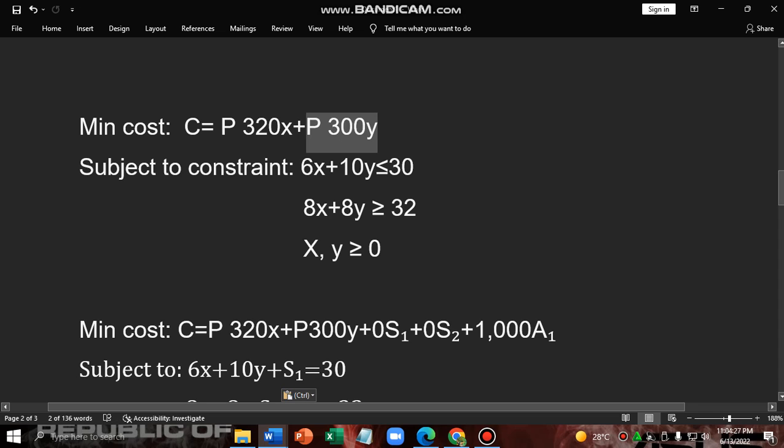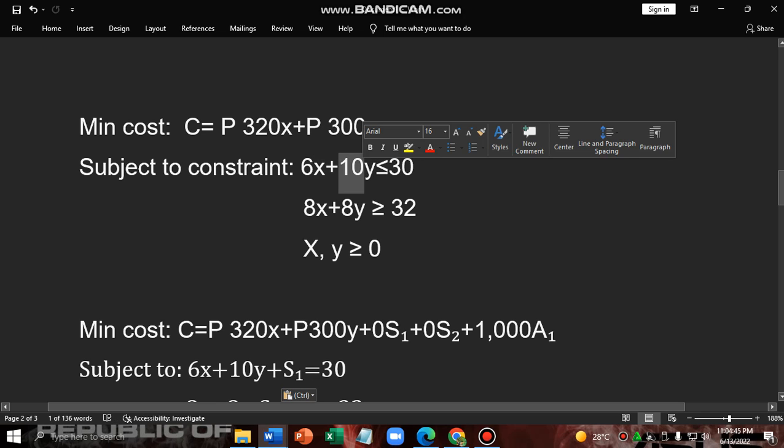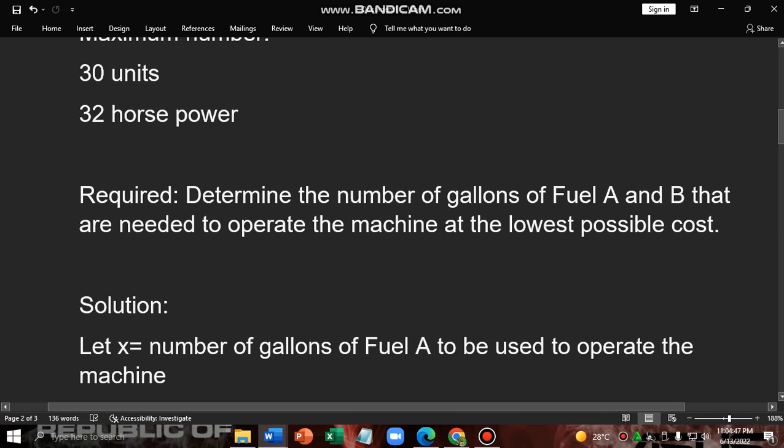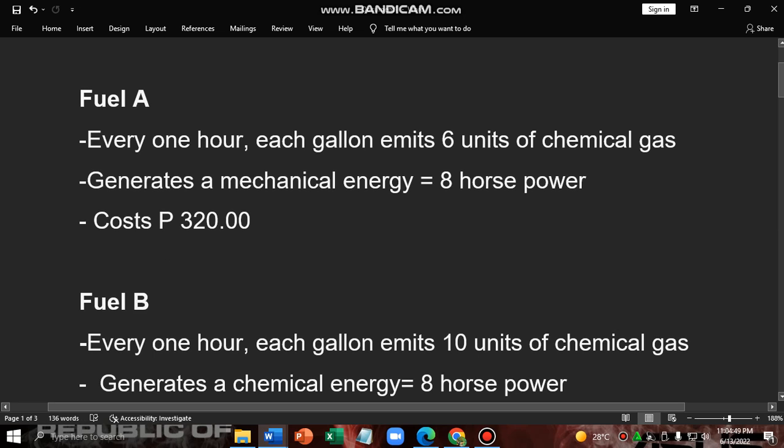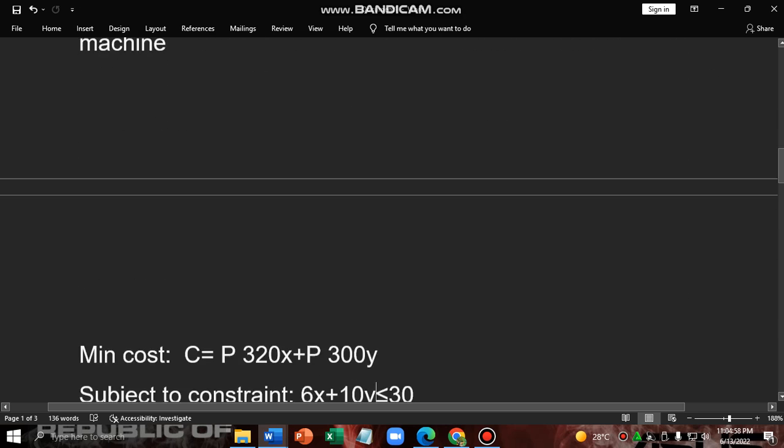Next is the subject to constraint. So 6X plus 10Y is less than or equal to 30. The 6 and 10 are units of fuel A and units of fuel B. What units? Based on the problem, units of chemical gas. Every 1 hour, each gallon emits 6 units of chemical gas.